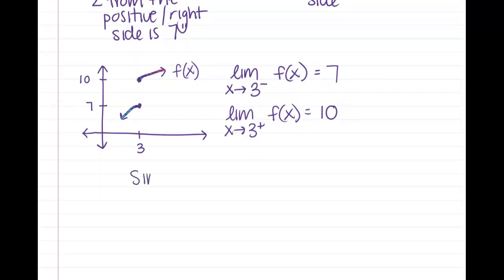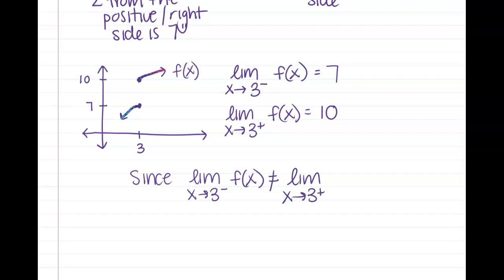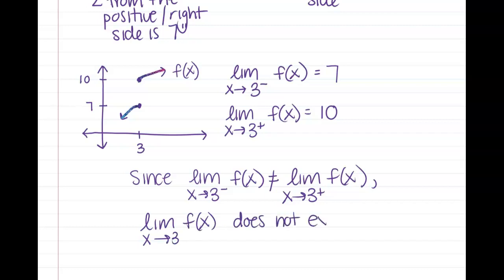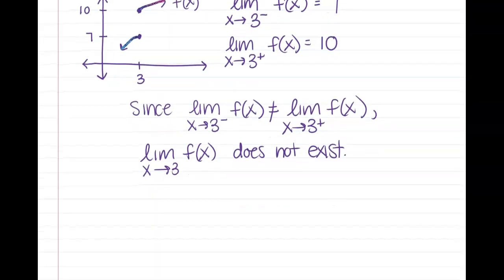And now, since the limit as x approaches 3 from the left of f of x is not equal to the limit as x approaches 3 from the right of f of x, the limit as x approaches 3 of f of x does not exist. Okay, just like in Mean Girls, the limit does not exist.